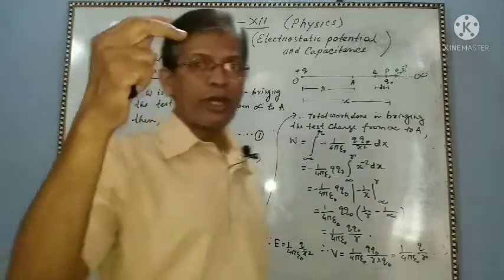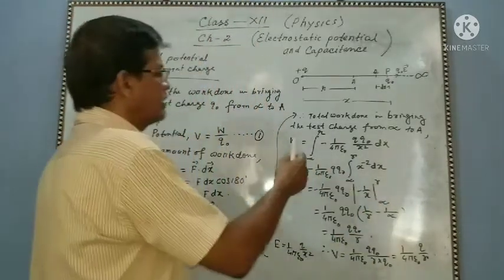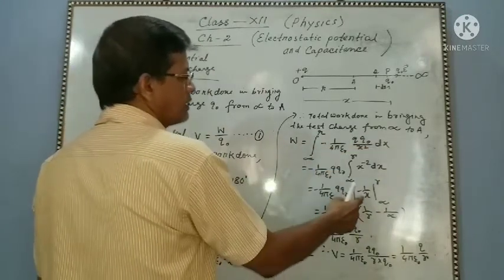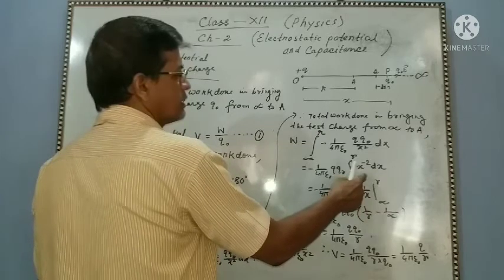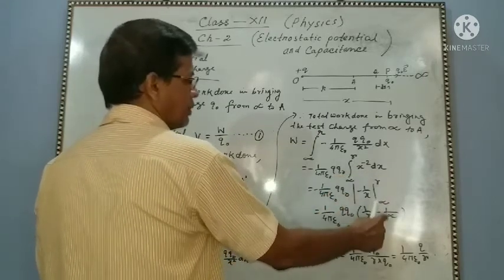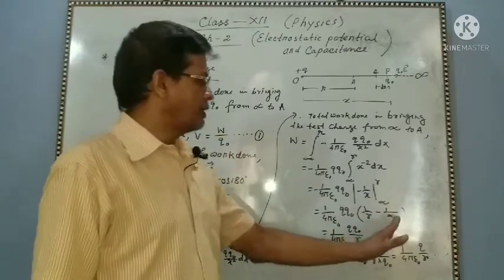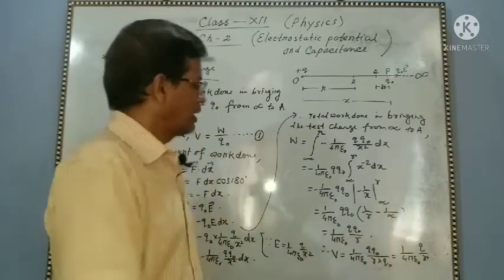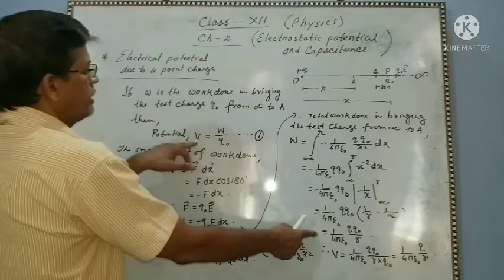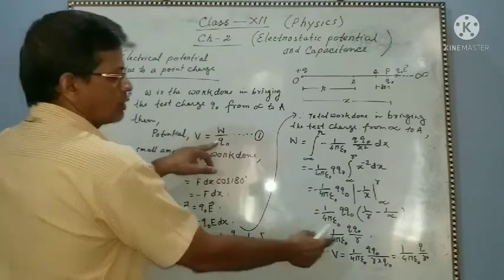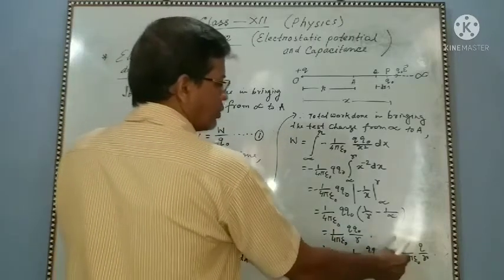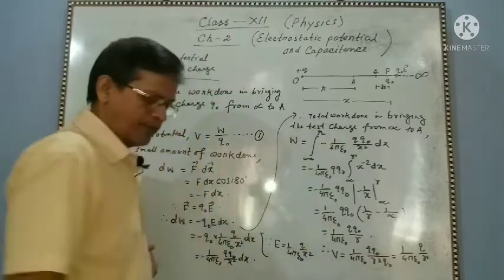Now our aim is to find the total work done. So total work done is the integration from infinity to R. Its integration is minus 1 by x, and we are getting this. First upper limit minus lower limit. 1 by infinity means 0, so we are getting this. Now this is the work done. So from equation 1 what are we getting? V equals W by Q naught. So W is this by Q naught. Q naught cancels. So we are getting 1 by 4 pi epsilon naught Q by R.